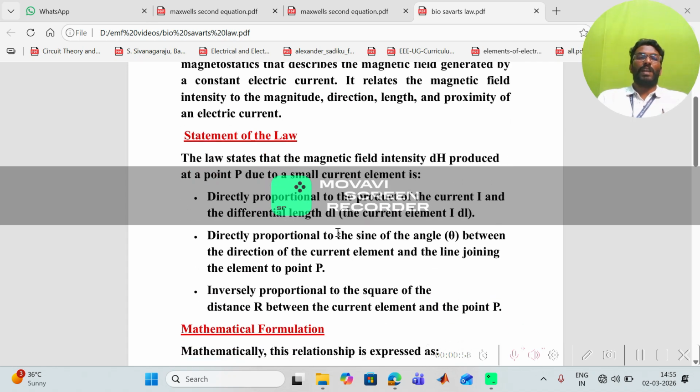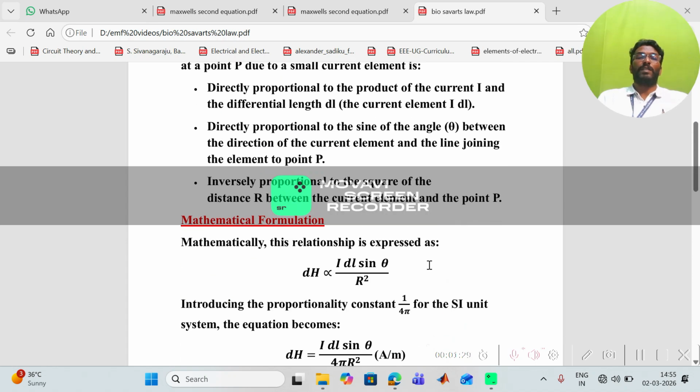So, coming to the statement of the law, this states that the magnetic field intensity, differential magnetic field intensity dH, produced at a point P due to a small current element is directly proportional to the product of current I and differential length dl, nothing but the current element is Idl. And it is directly proportional to the sine of the angle theta between the direction of the current element and the line joining the element to point P, and it is inversely proportional to the square of the distance r between the current element and the point P.